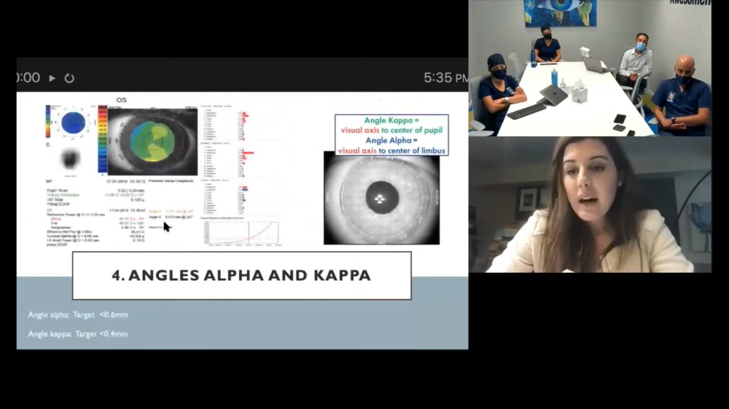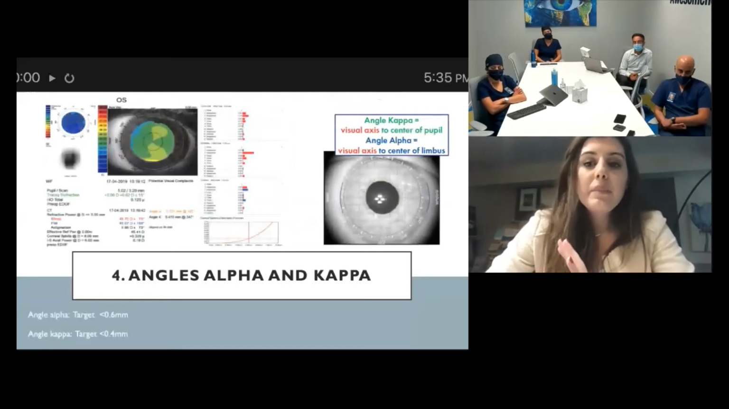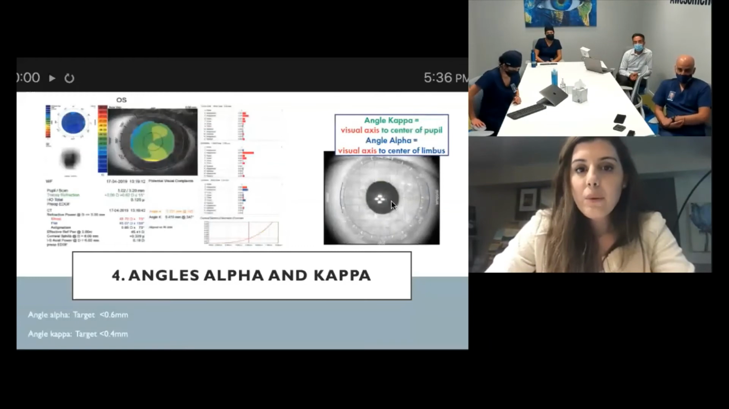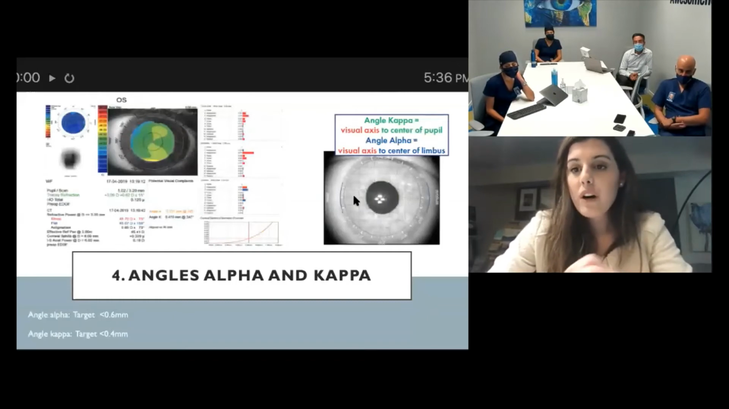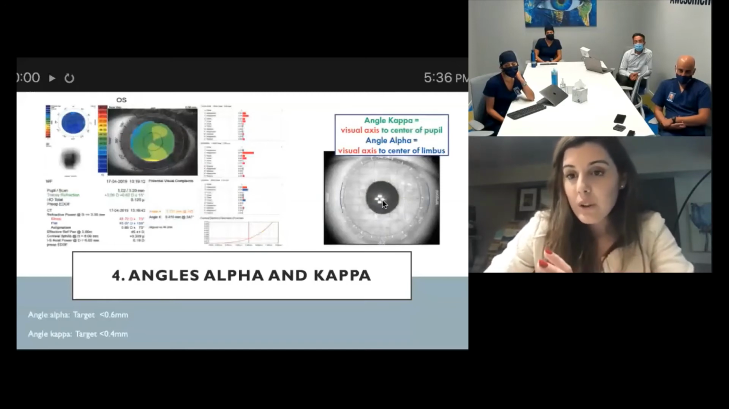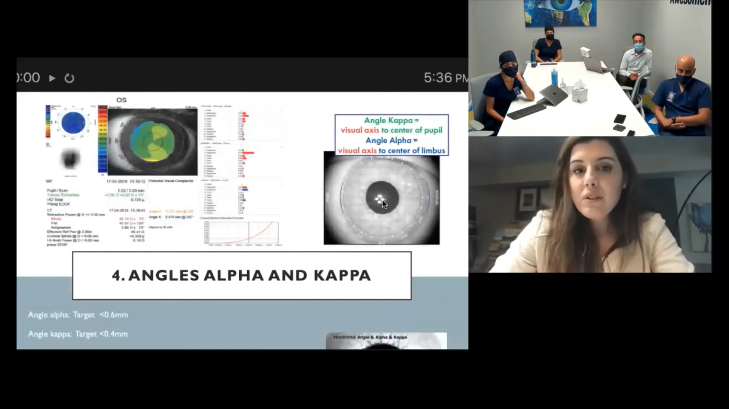Always look at the angle kappa and the angle alpha before you schedule any multifocal surgery. A lot of people are debating whether this is useful or not. This basically gives you an idea of where your IOL is going to be centered inside the eye. So the angle kappa is basically that visual axis with respect to the center of the pupil, whereas the angle alpha is that visual axis with respect to the center of the limbus, how far away they are from one another. And as you can see here, those three dots are in this picture very close together, but this is not actually the case all the time.